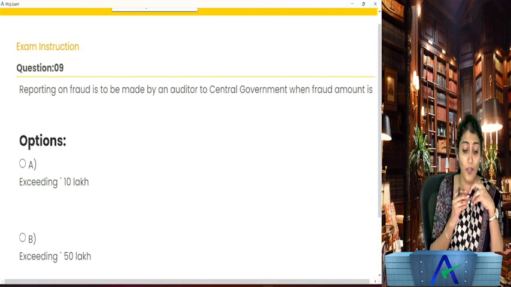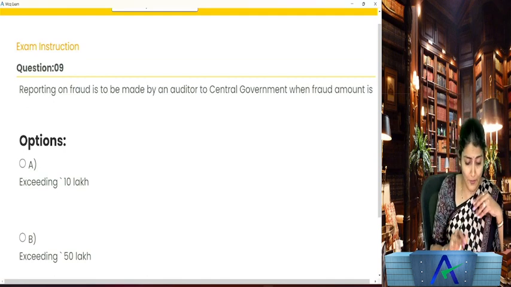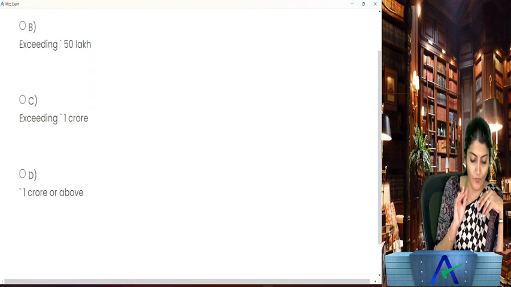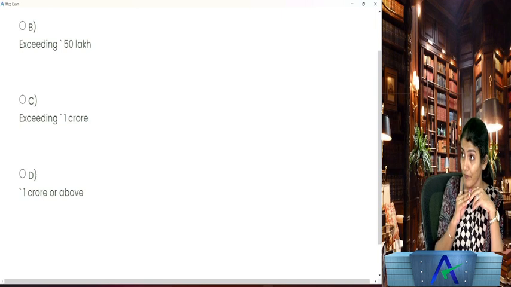Okay. Reporting of fraud is to be made by an auditor to the central government when the fraud amount is exceeding 1 crore or 1 crore or above.